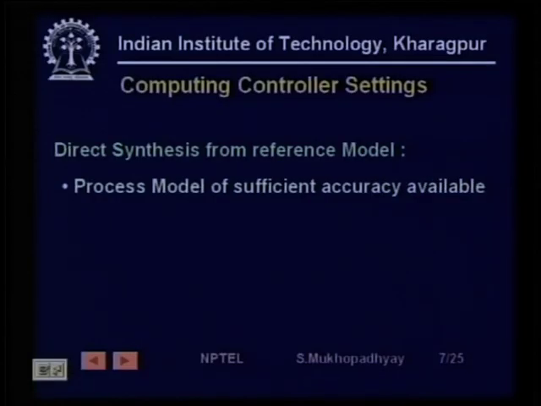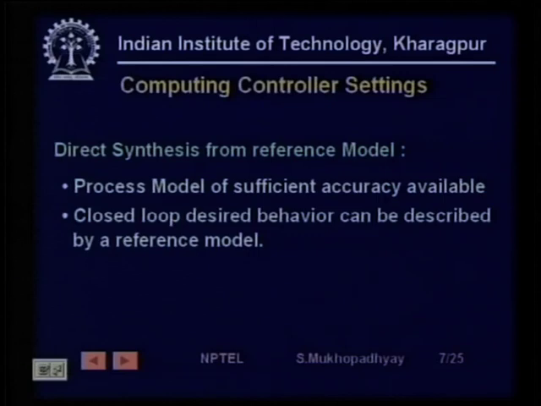Also another thing is known, that is the closed loop reference model, which means that the open loop plant is known very accurately, and our control requirement we can also express in terms of a reference model. That is, we can say that after control I want the closed loop plant to behave like another transfer function. Once we can do that, from these two requirements we can solve out the controller. So this method is applicable only if you have a process model of sufficient accuracy available.